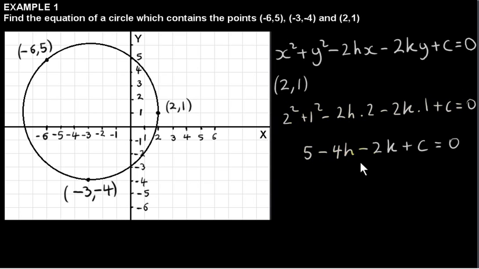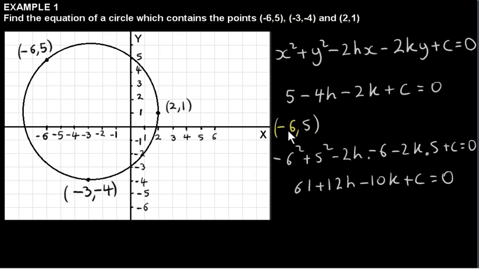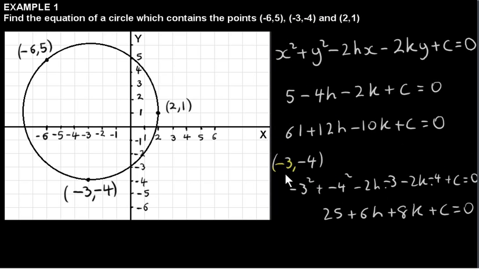Simplifying, we get 5 - 4h - 2k + c = 0. So we have one equation in 3 unknowns. And we repeat this process for the other 2 points. For the point (-6, 5), we get the equation 61 + 12h - 10k + c = 0. For (-3, -4), we get 25 + 6h + 8k + c = 0.